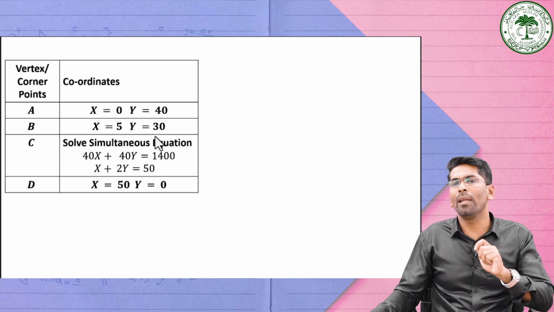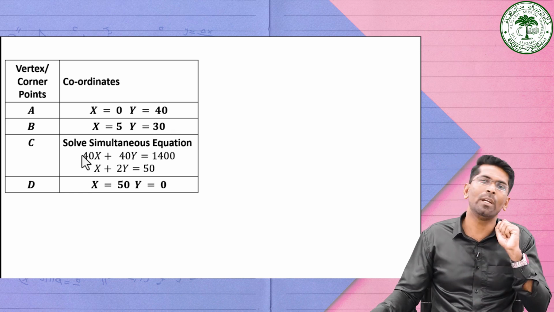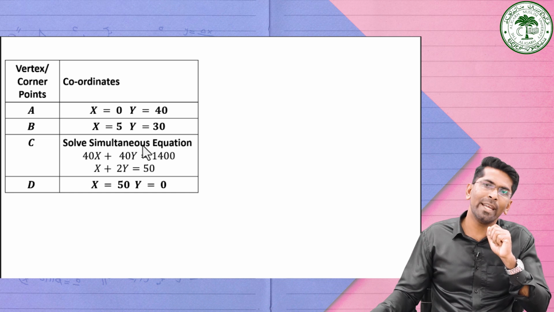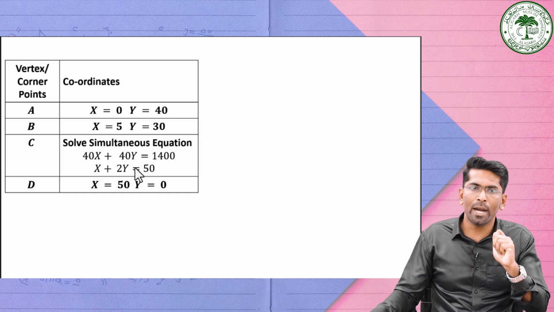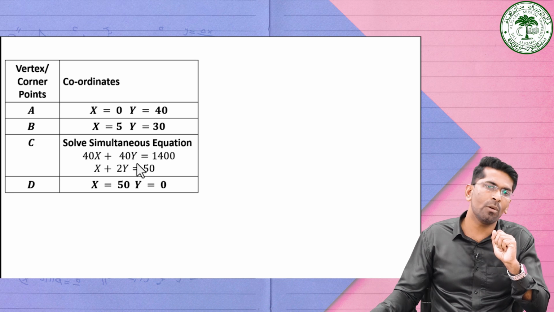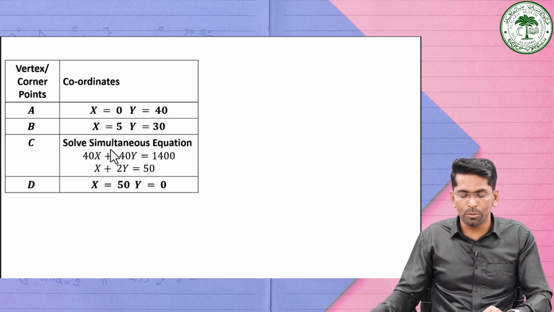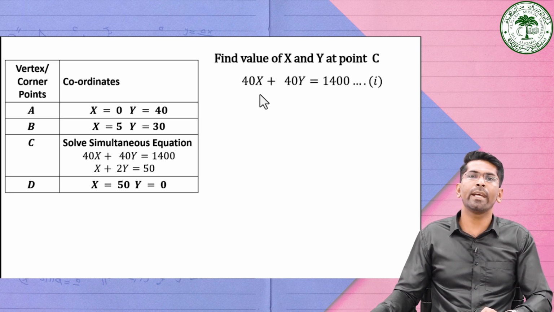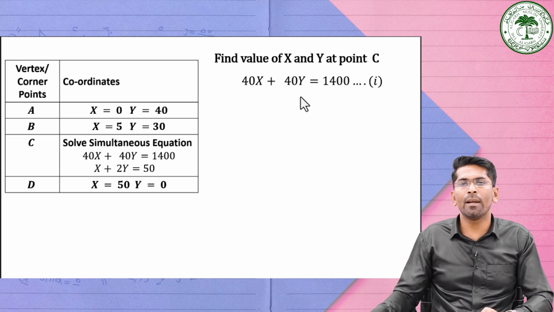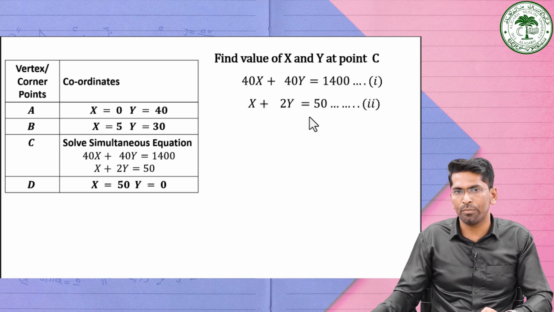Now similarly, at the point C also we have a simultaneous equation because the two lines are intersecting in the graph. So we want to find the values of x and y by solving these two simultaneous equations. We have two unknown variables, x and y, so we can find the values of x and y at the corner point C. We are going to solve equation number 1, that is 40x plus 40y equal to 1400, and equation number 2, that is x plus 2y equal to 50.